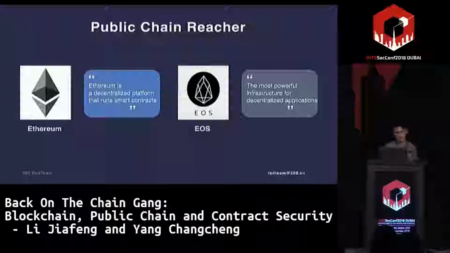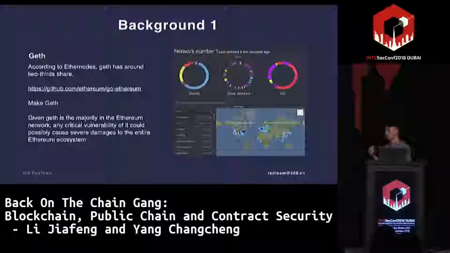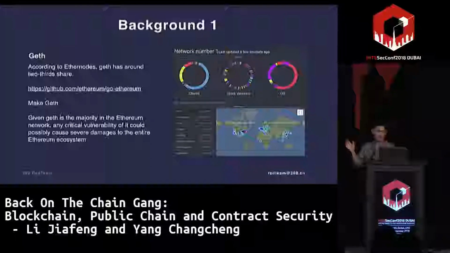So focus on this. Ethereum is a decentralized platform that runs smart contracts, and EOS is for decentralized applications. So this is a different focus. Ethereum focuses on smart contracts, and EOS focuses on decentralized applications. And first, we need to figure out Ethereum.